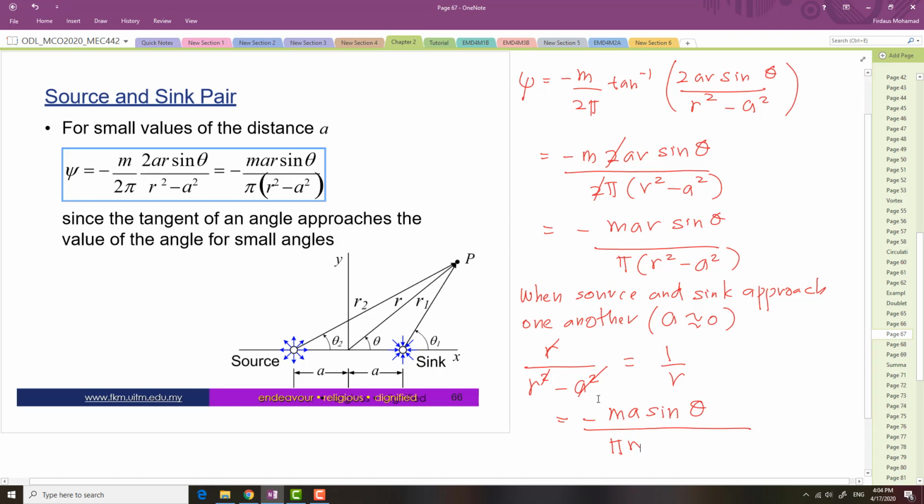And then this, negative m over pi r, can be assumed as constant. It is equal to k, which is a constant for the strength of source and sink.